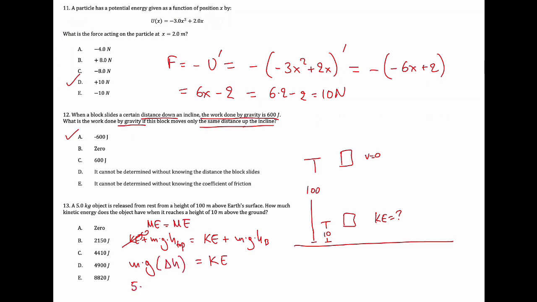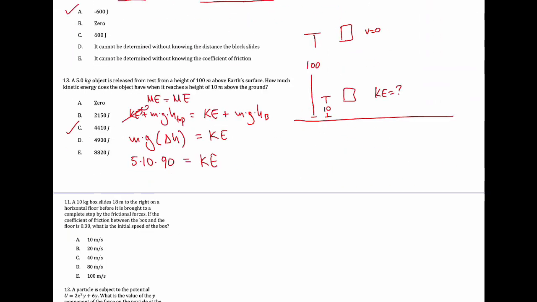The mass is 5, the g is 10, and the change of height is 90 meters. And in this case I believe that he uses the value of g as 9.8. If I don't find exactly the same, I'm going to replace the 10 with 9.8. I find 4,500, but if we change the value of g to 9.8, we find 4,410.